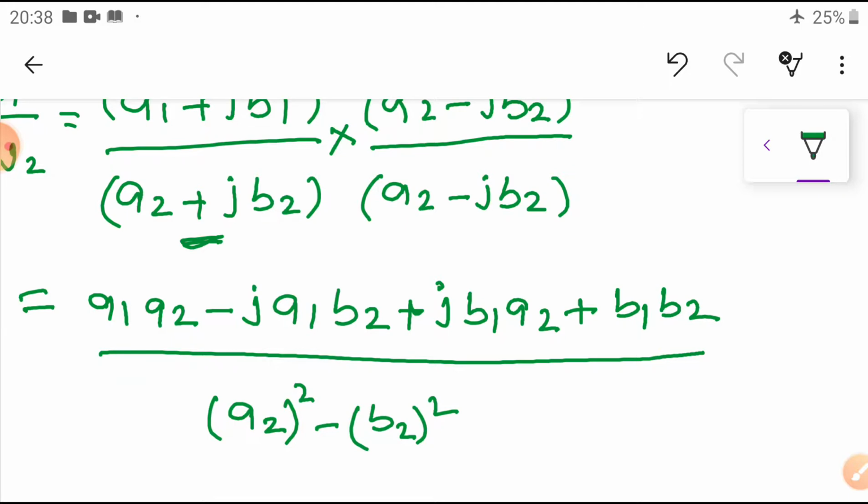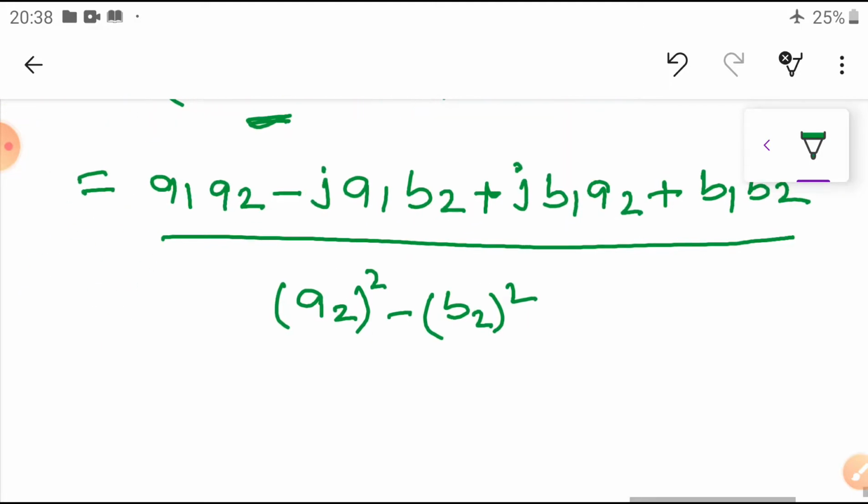Okay, so here are these values. Now, simply write all the boys on one side and the girls on the other side. So what is the real part? A1 A2 plus B1 B2, these are the boys, okay.